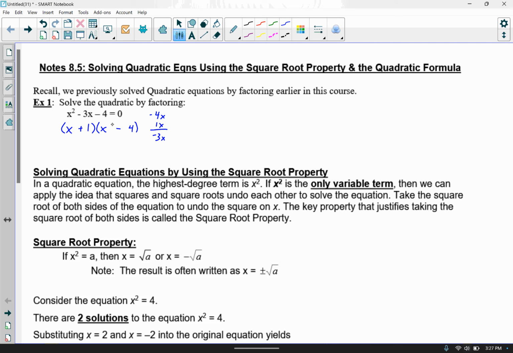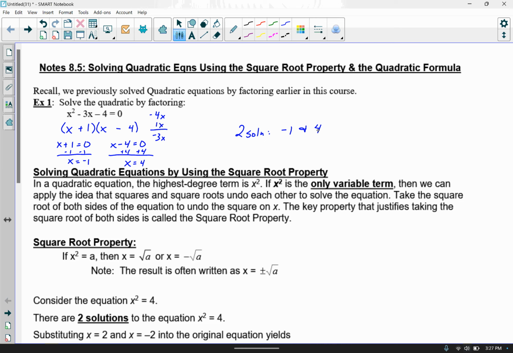So that tracks. So now we set both of these equal to 0. So if you remember, we set x plus 1 equal to 0, x minus 4 equal to 0, and we solve for x in both cases. So we pull our 1 over. So one of the solutions we're getting is x equals negative 1. Pull the 4 over. The other solution, x equals positive 4. And so those are our two solutions. So here we'd have two solutions, negative 1 and positive 4.